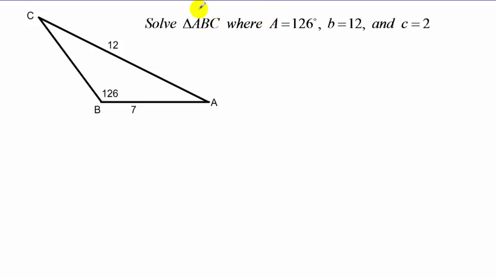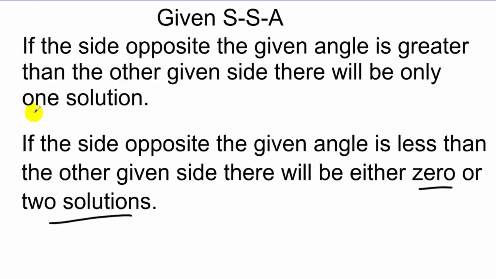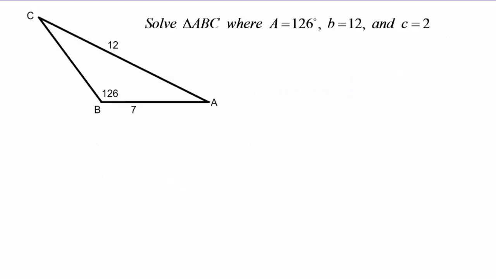So in this case, we're looking to solve this triangle where A is 126, B is 12, and C is 2. So here again is a side and an angle. And the side opposite the given angle is actually greater than the other side. So by our rules, there's only going to be one solution. So I know I'm only going to have one triangle in this case.